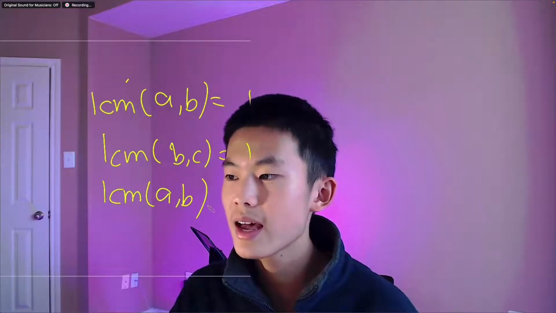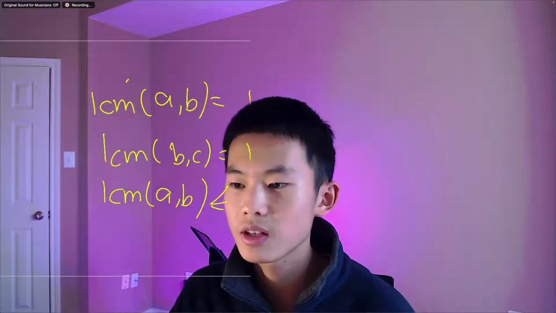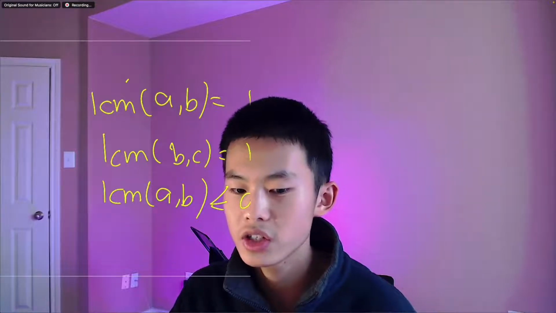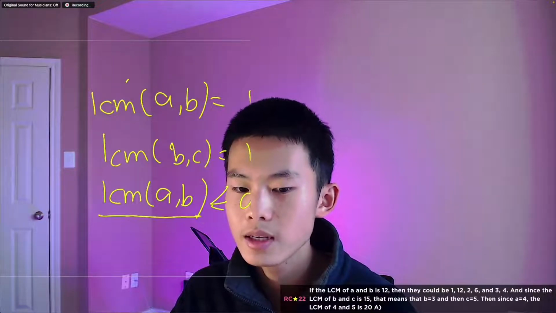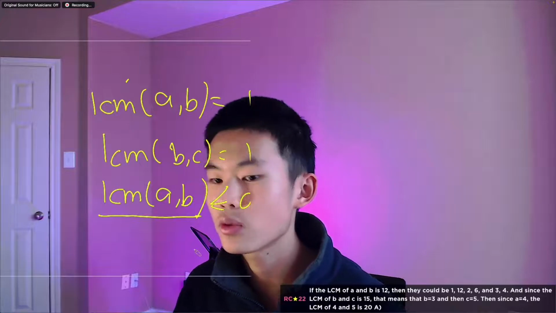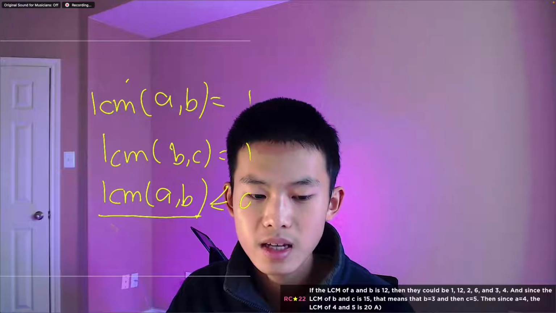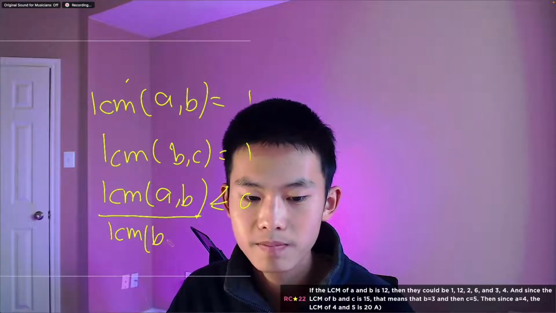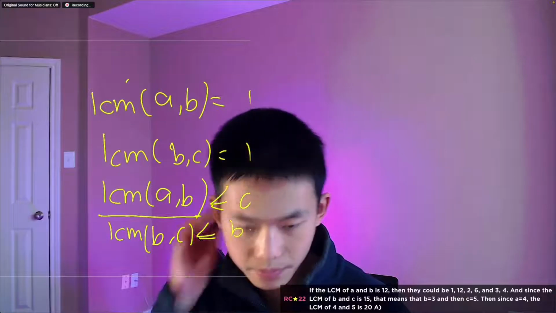Basically, what this means is that it's always going to be less than or equal to the product of the 2 numbers itself, right? Just kind of by definition, because the least common multiple is always going to divide A times B. So we can say that the least common multiple is always less than or equal to A times B. And similarly, the least common multiple of B and C is going to be less than or equal to B times C.